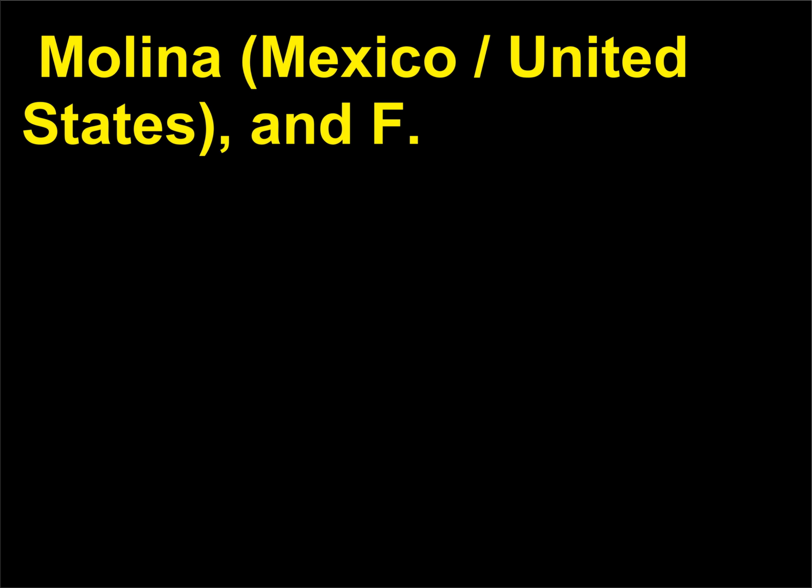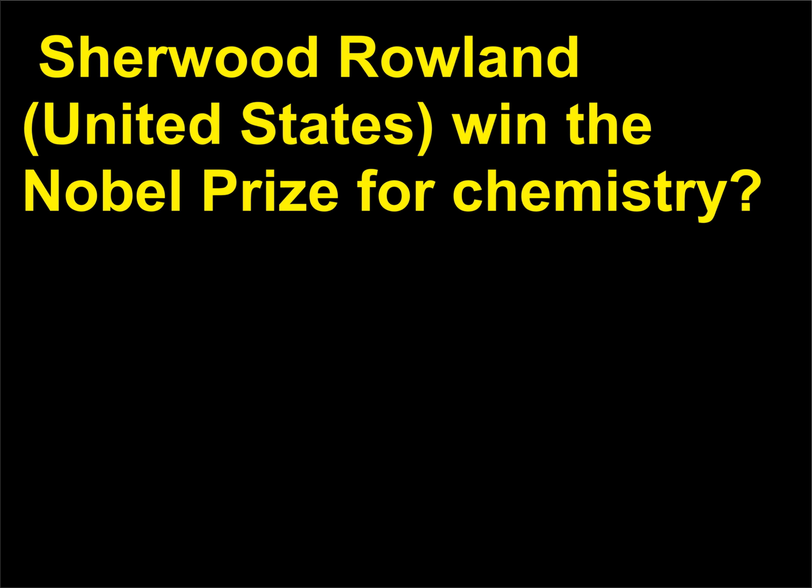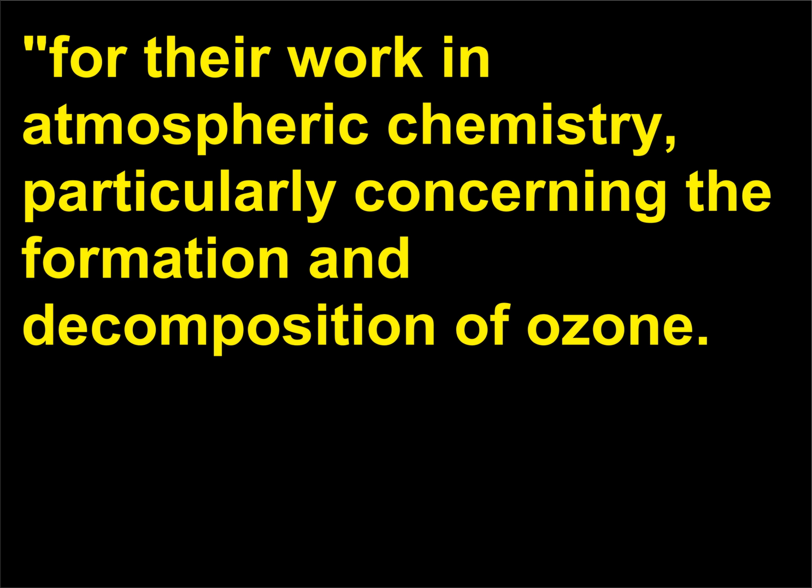Why did Paul J. Crutzen, the Netherlands, Mario J. Molina, Mexico/United States, and F. Sherwood Rowland, United States, win the Nobel Prize for Chemistry? For their work in atmospheric chemistry, particularly concerning the formation and decomposition of ozone.